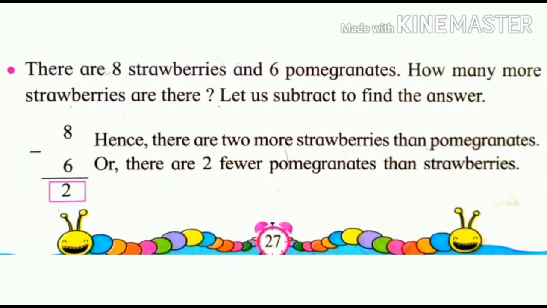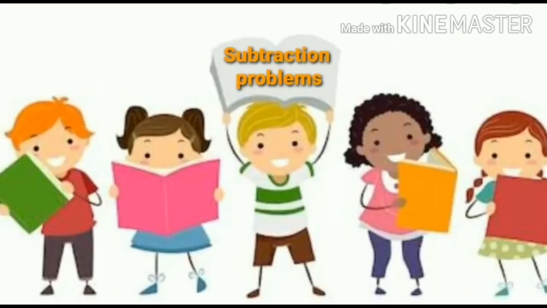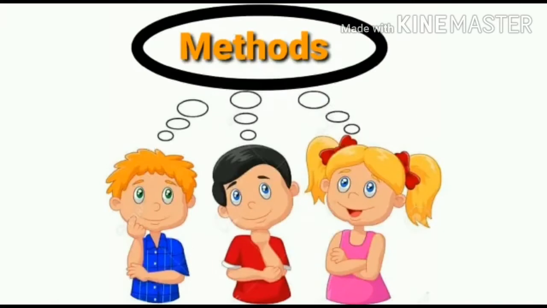Let's read the third problem. There are 8 strawberries and 6 pomegranates. How many more strawberries are there? Let us subtract to find the answer. 8 minus 6 is equal to 2. So children, our answer can be written as there are 2 more strawberries than pomegranates, or there are 2 fewer pomegranates than strawberries.